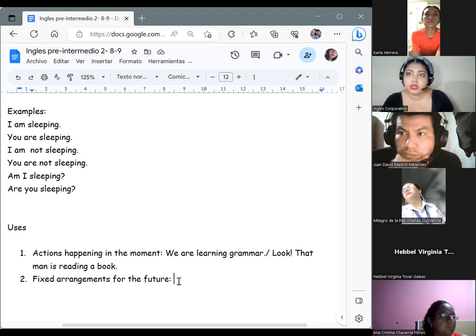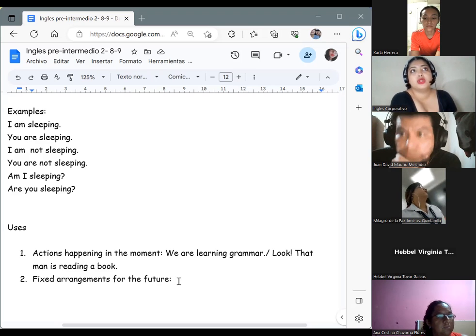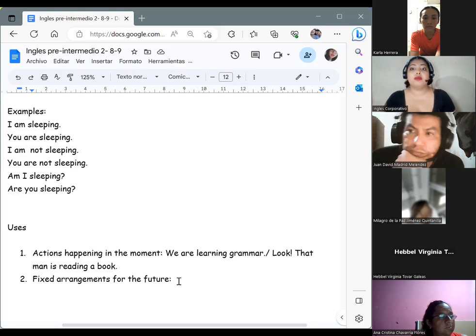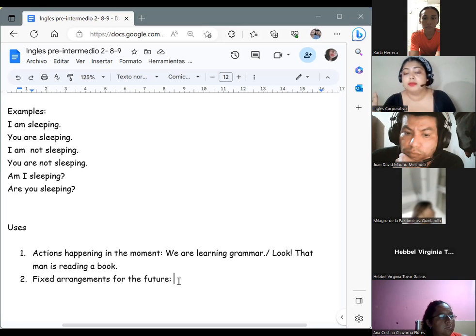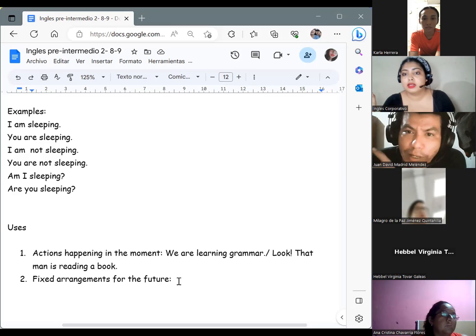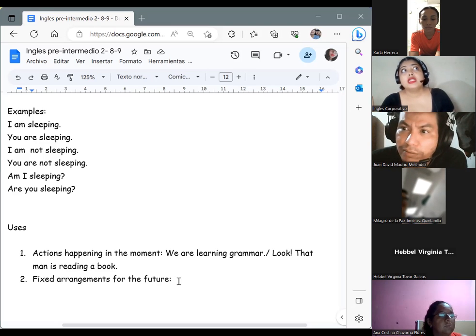En cambio, con el going to, I'm going to the supermarket, voy al supermercado. Estoy asegurando que voy a ir porque ya lo establecí. Ya lo pensé, ya lo platiqué y sí voy a ir. Estamos hablando de que el going to también se puede usar como para citas médicas programadas.